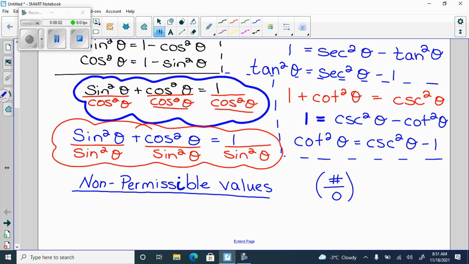Because the moment you have a variable in your denominator, let's pretend we go back to grade 11 and we had 3 over x. Or we went back to this year. What happens? We have to state x can't equal 0, because if it did, my denominator is 0. So x can't equal 0 because it would make the denominator 0.